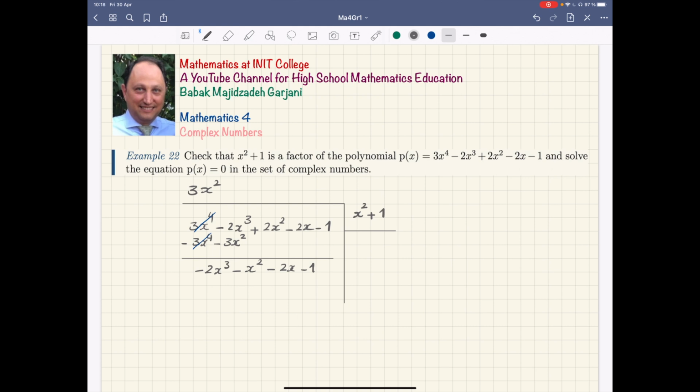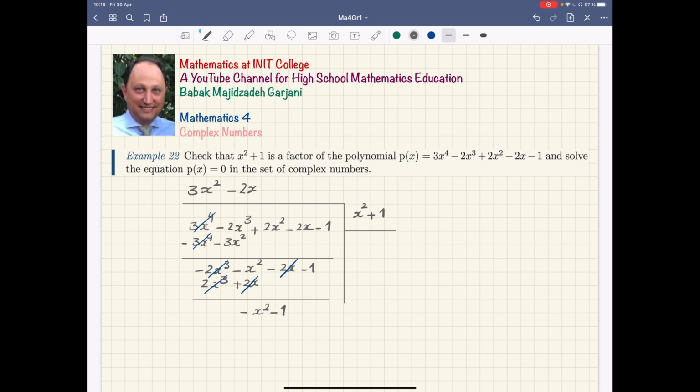So I do that again. Minus 2x cubed divided by x squared becomes minus 2x. I put minus 2x here. And then I multiply it. If I multiply it, it becomes minus 2x cubed, but I'm supposed to change the sign, so it becomes positive. The other one also becomes positive. And then add them again. When I add them, this one and this one are gone. In this case, coincidentally, these two are also canceled. So what is left for me is just minus x squared minus 1.